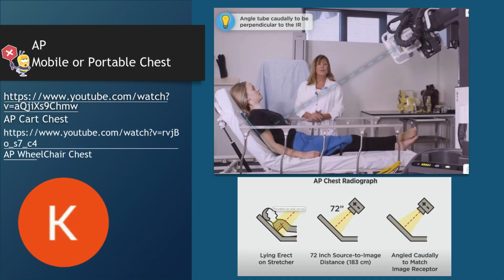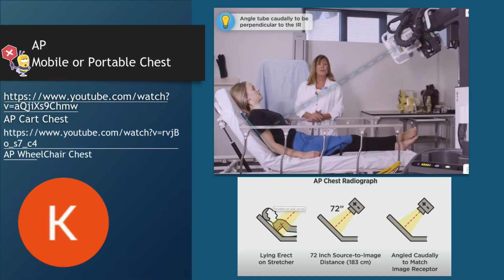All right, so we have the AP mobile or portable chest X-ray. Here I have two YouTube links. If you want to take a look at these, they show how a chest X-ray looks in an AP cart chest and an AP wheelchair chest patient. Looking at the diagram here, it looks like this patient is on a gurney. The IR is placed right behind their chest. We have our central ray going down at the level of T7 into the IR.